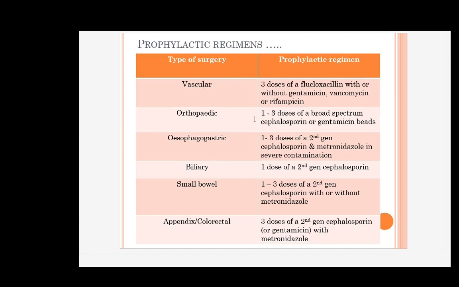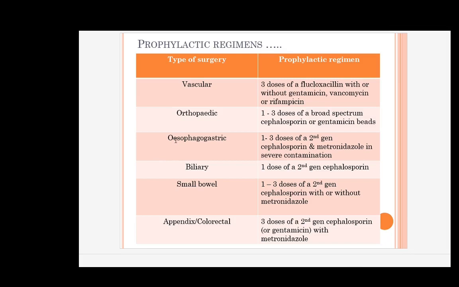In orthopedic surgery, usually 1 to 3 doses of a broad spectrum cephalosporin, either a second generation or a third generation cephalosporin, is used. And there is also something called a gentamicin bead. I think when you go to orthopedics, you can ask them what exactly gentamicin beads are.